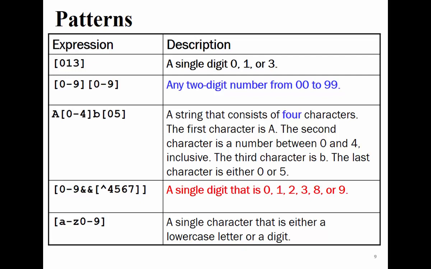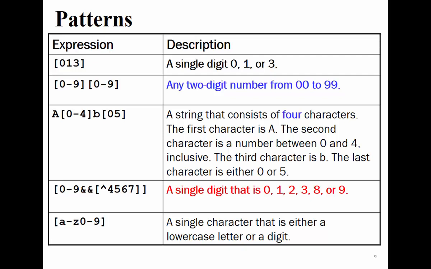We have square bracket 0, 1, 3. We mean that we are looking for a single digit that is either 0 or 1 or 3. We are looking for only a single digit. Now, look at the second expression. We have 2 square brackets. That means we are looking for 2 digits, 2 different digits, and each one of them ranges from 0 to 9, which ends up meaning we are looking for any number between 00 and 99.